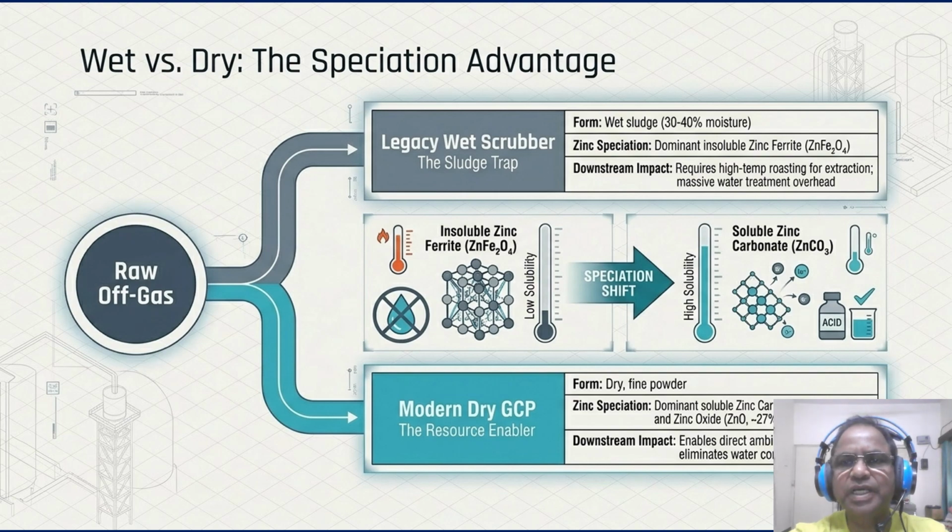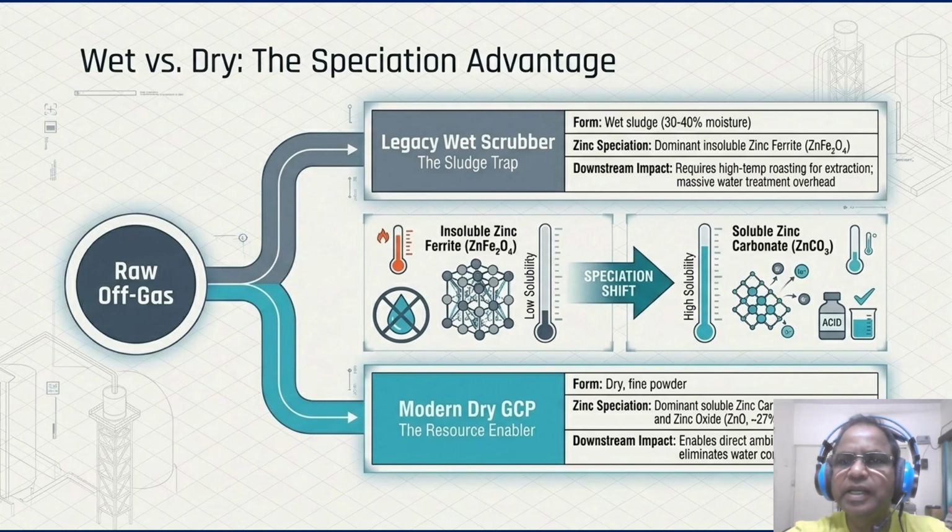Now look at the bottom section. Modern dry GCP brings a speciation shift. The zinc is captured as soluble zinc carbonate and zinc oxide. This is the resource enabler. Because these phases have a high solubility, we can use direct ambient acid leaching for extraction. We eliminate the moisture, eliminate the water treatment overhead, and turn a hazardous waste into a sellable chemical byproduct. This shift from ferrite to carbonate is the single biggest advantage of the dry setup in a 1050 meter cube furnace.